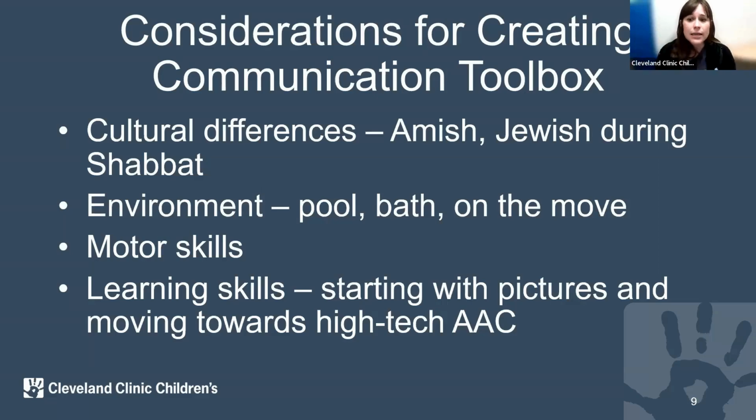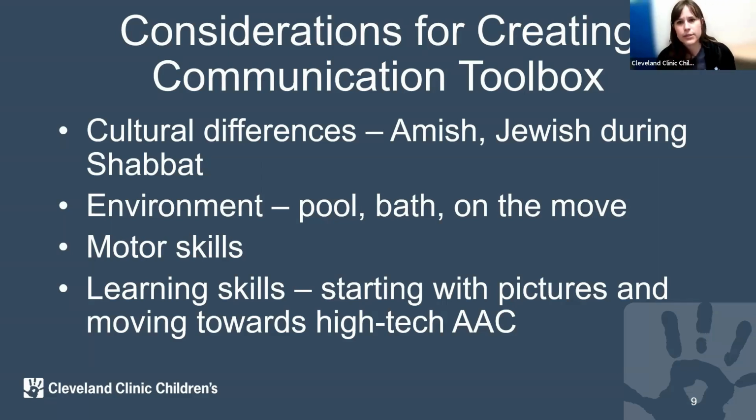Another consideration is looking at motor skills. Like we talked about in the previous few slides, if we are not able to use a finger point, or even sometimes we'll see kids use their thumbs to access the device, even if we can't do that, we can use an eye gaze device. We can use different methods to access that. And your speech therapist and occupational therapist will be your best bet at helping you figure out what access method works best for your child.